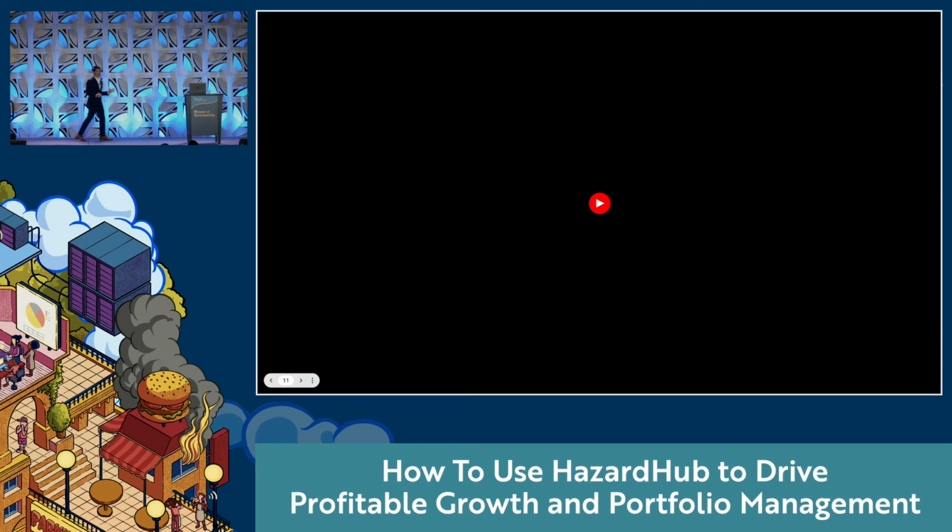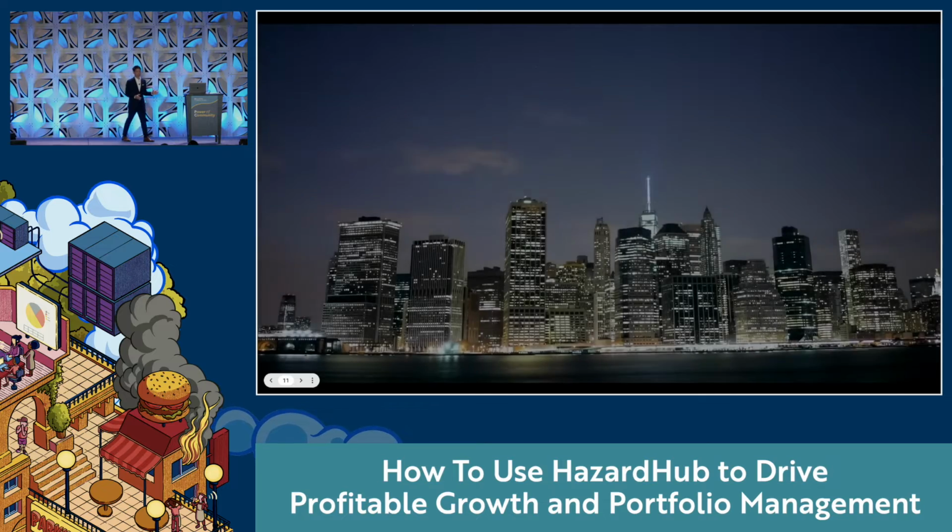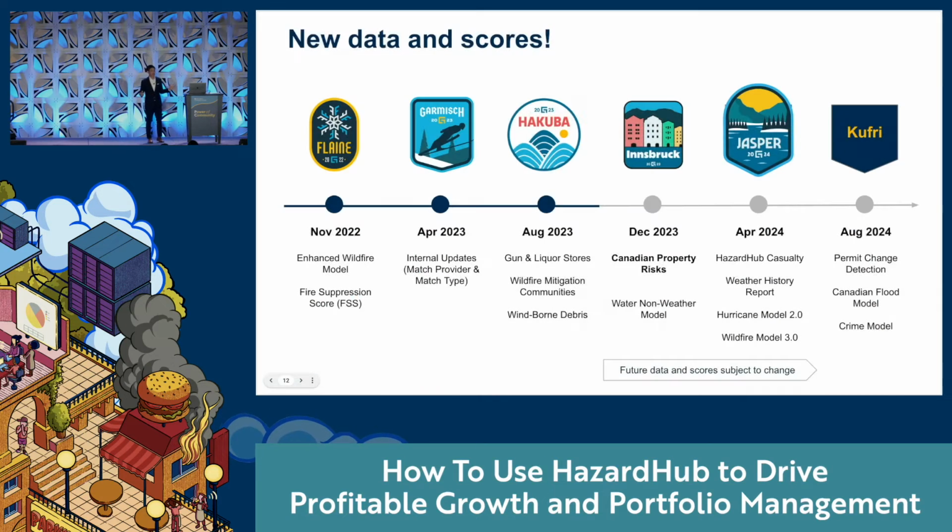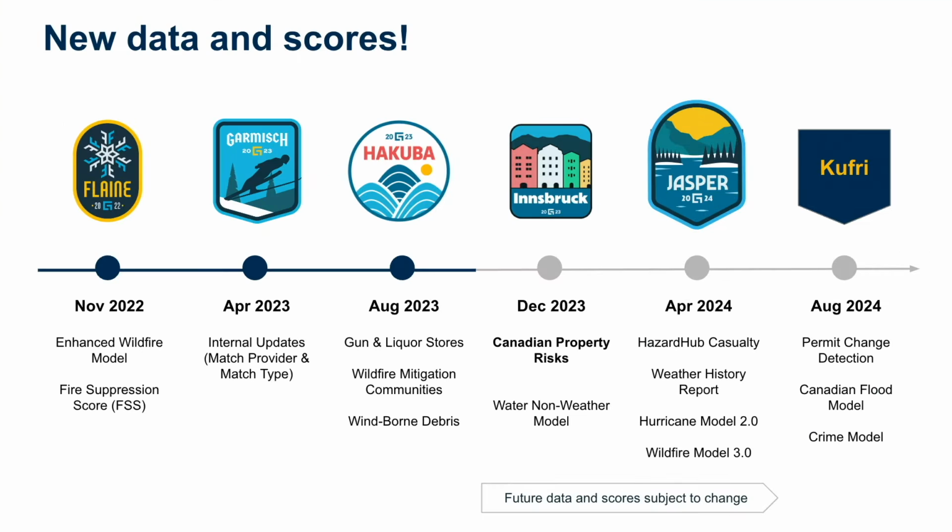So what you've seen from the product demo and from the Swiss Re video is just a sampling of our 1,400 plus data points. We are constantly adding new data and new scores into this product. Here's a timeline of what we've released so far and what's coming in the future. I got a lot of questions about roadmap this morning, so here's a roadmap.